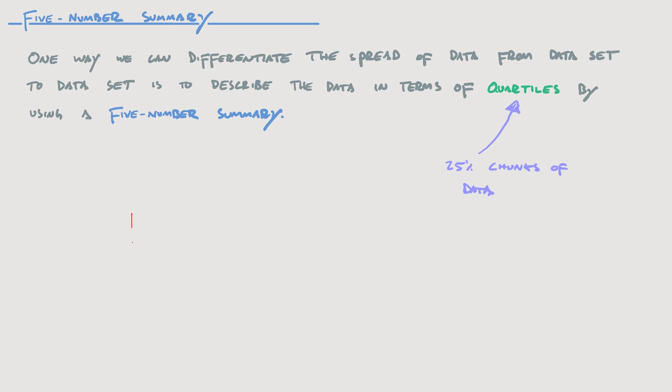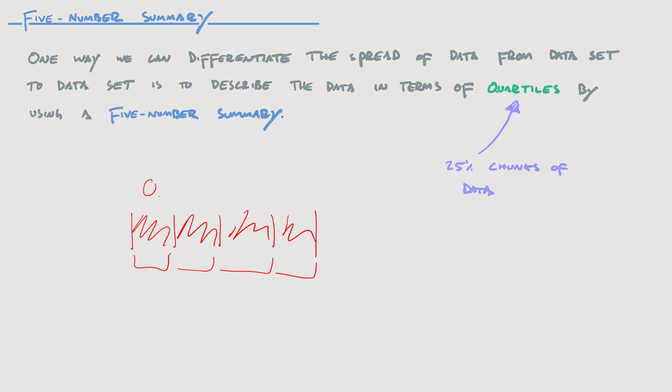We use 5 numbers because we need 5 numbers to split data into 4 pieces, right? Here's one piece, here's a second piece, here's a third piece, and here's a fourth piece. It's the data that's in these kind of containers, if you will. This is like quartile 1, quartile 2, quartile 3, quartile 4. And these data values are what's splitting the data into these 25% chunks.